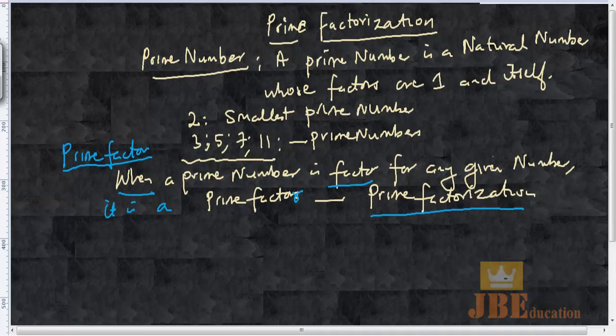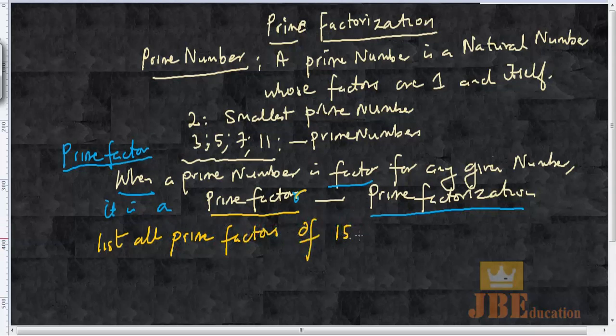Just to give you an example, suppose you are asked to list all prime factors of the number 15. So what would be your answer? Of course, we know the factors of 15 are 1, 3, 5 and 15. But when it comes to prime factors, we cannot use the number 1 because 1 is not a prime number. So if I were to talk of prime factors for the number 15, it would be 3 and 5. So these would be the only prime factors.